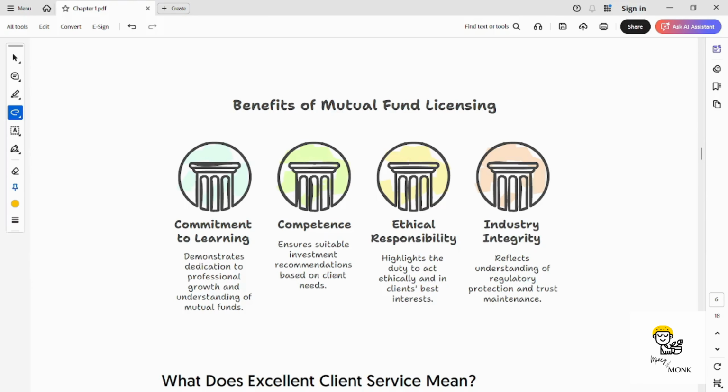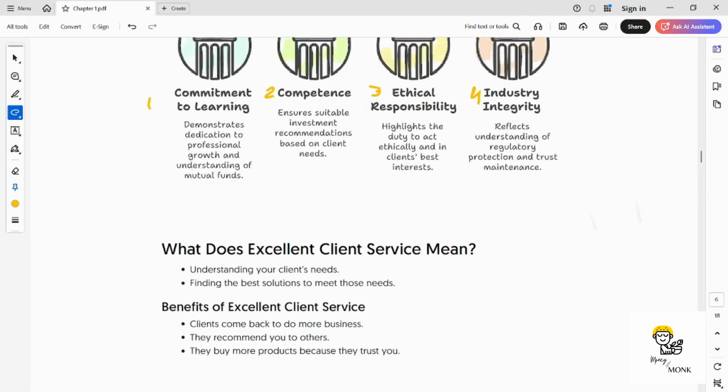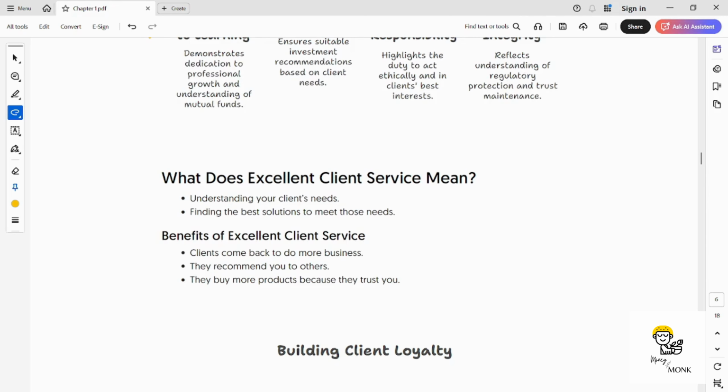Again, here's a little diagram for you guys to better understand this. Commitment to learning, competence, ethical responsibility, and industry integrity. If you take a look at this, you'd see that this is not just about the mutual funds license. It is pretty much applicable for every licensing exam in this world, whether it be your bar exam for law, or the LLQP for insurance, right? Alright, moving on to next.